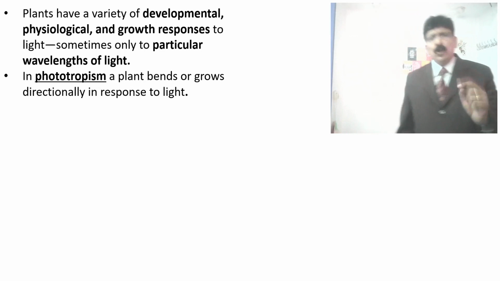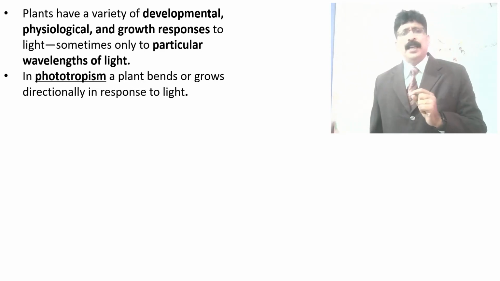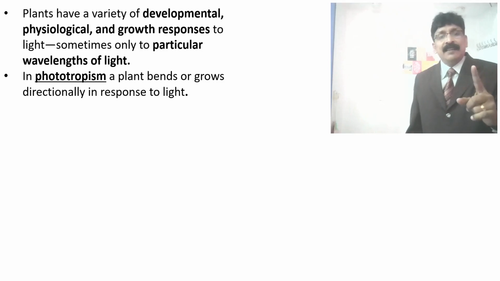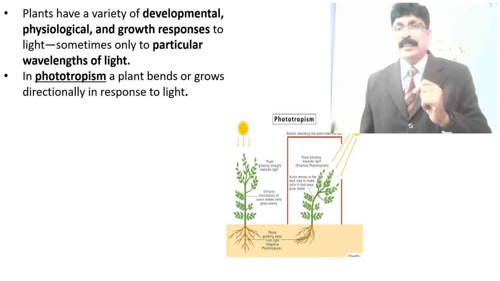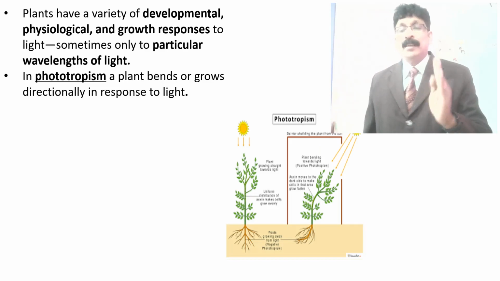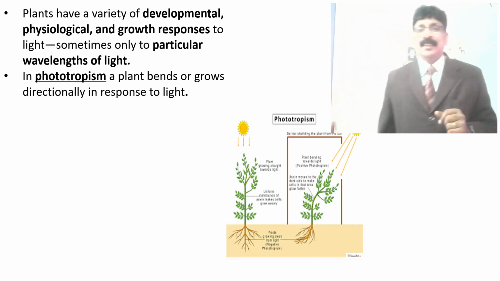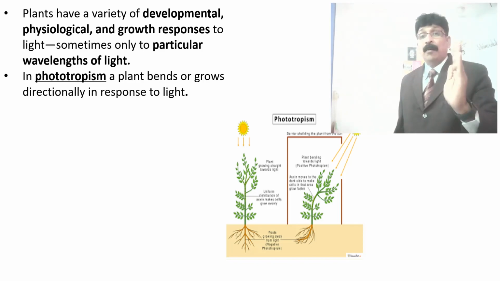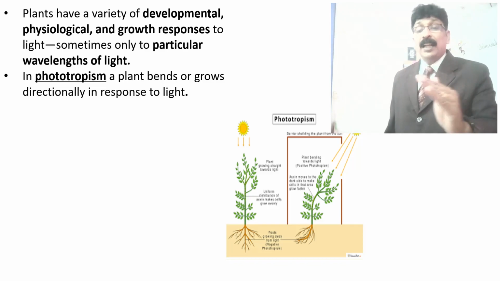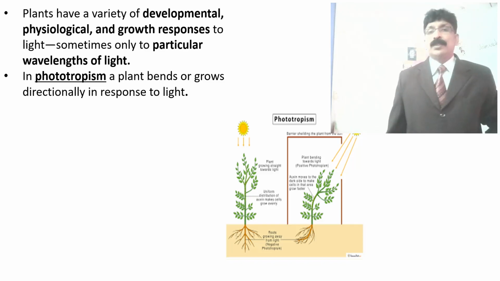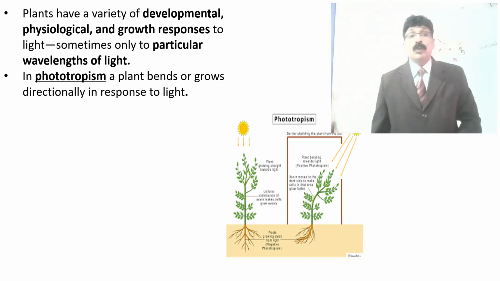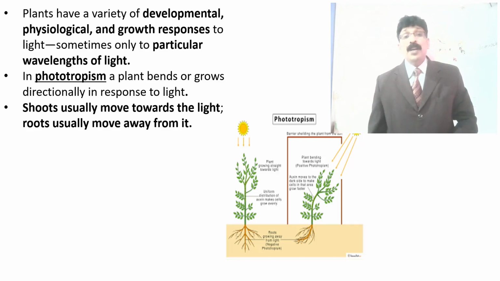Phototropism: a plant bends or grows in response to the light. You can see the picture. The shoot system bends towards the light, that is sunlight, straight it goes. But when you see the root, it goes to the opposite side. That is phototropism. Shoot usually moves towards the light, root usually moves away from it.